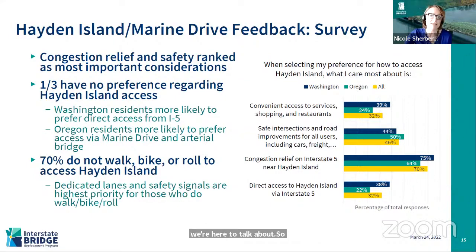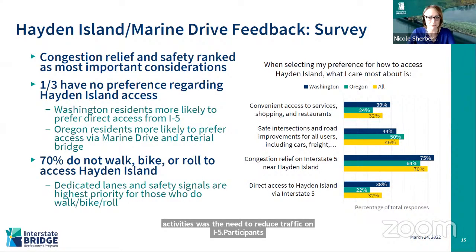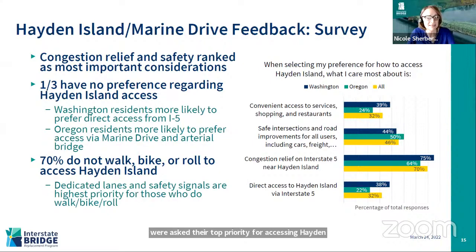In the survey, participants were asked their top priority for accessing Hayden Island. And the most important factor across the board was not actually accessing the island, but reducing congestion on I-5 itself at Hayden Island. You can see on the graph on the right that reduced traffic congestion on I-5 was by far the top priority. That was followed by prioritizing safety and road improvements, and then by convenience of access to commerce on the island.